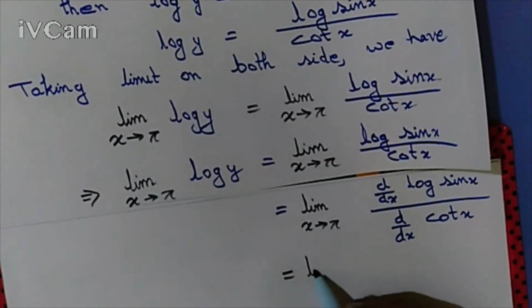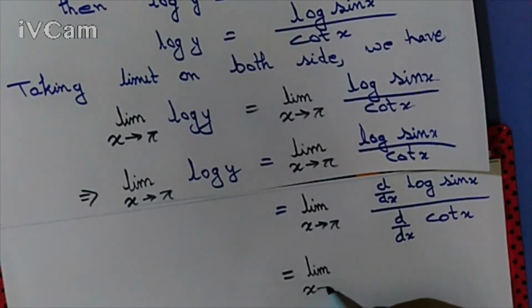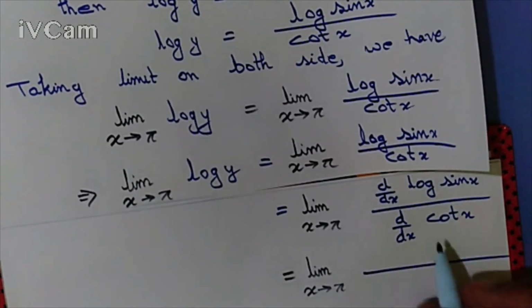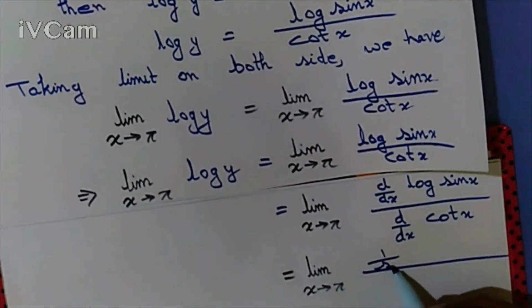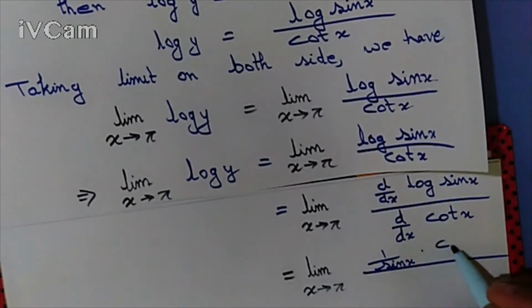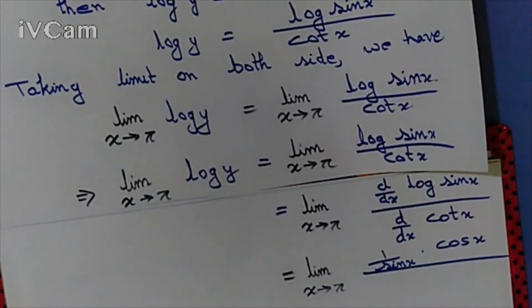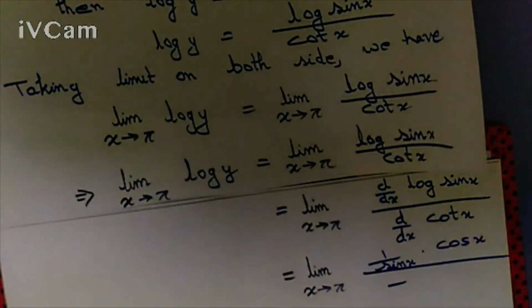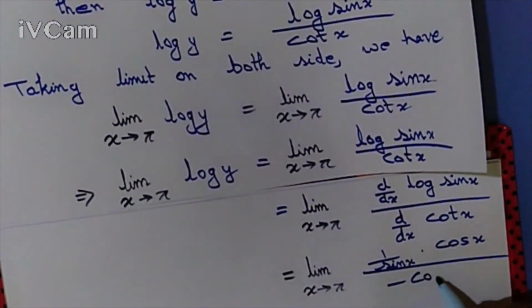Equal to limit x tends to pi, log of sin x, if we differentiate we will get 1 by sin x, derivative of sin x is cos x, derivative of cot x is minus cosec square x.